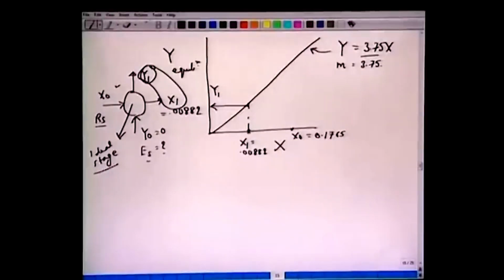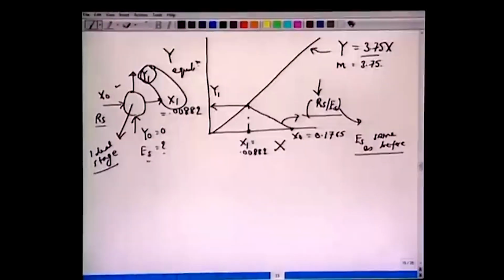If we connect y1 and x0, we will get a slope here, and this slope is nothing but, if you recall, Rs over Es. All right. So, graphically it is sometimes easier to solve. You take x1, you know the equilibrium curve, you mark this point, connect this, and we have Rs by Es. Once we know the slope, and Rs is known, we obtain Es same as before. So, I leave it to you as an exercise to check that you obtain values of Es similar to what we obtained by writing down and solving the material balance equations.